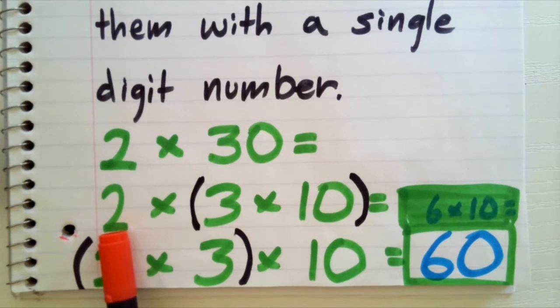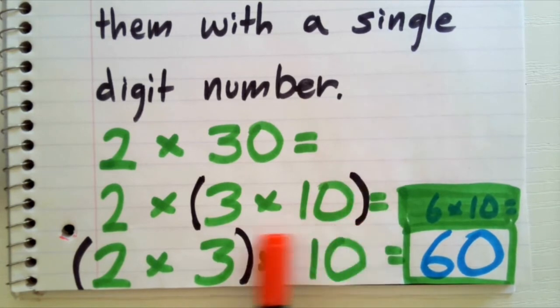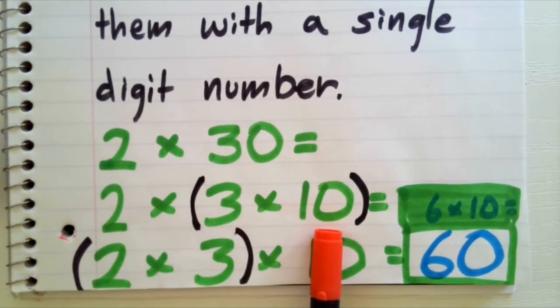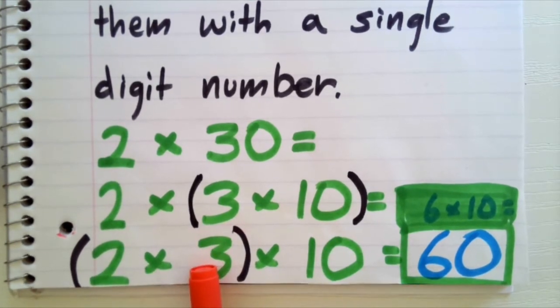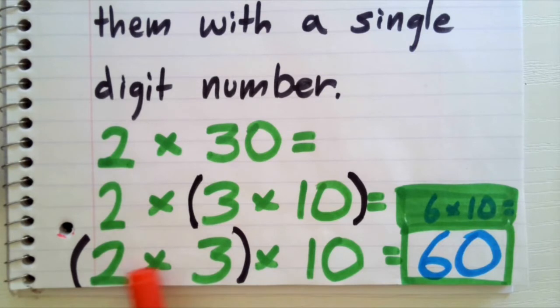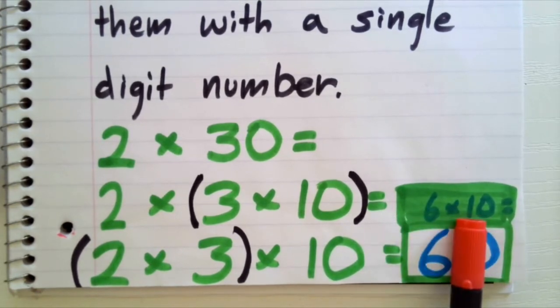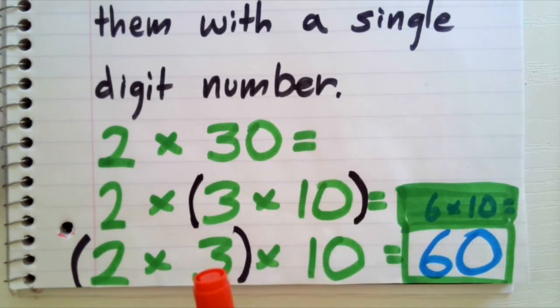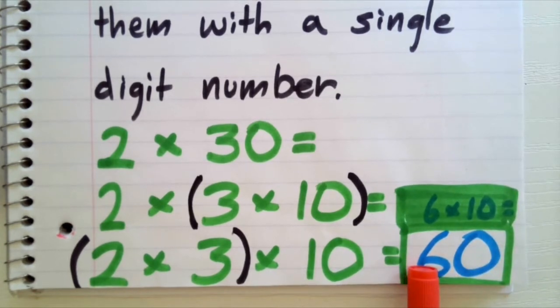That gives us a problem that says 2 times 3 times 10. In this part, the 3 and 10 are associated. But because of the associative property, we know we can move these parentheses and associate the 2 and 3 instead. 2 times 3 would give us 6. Then we have 6 times 10. 6 times 10 is easy to do in your head. Just like 3 times 10, 6 times 10 is just 60. The 6 moves from the ones place to the tens place, and we put a 0 in the ones place.